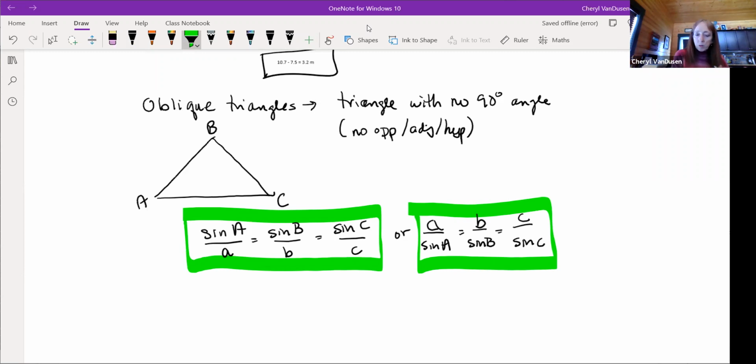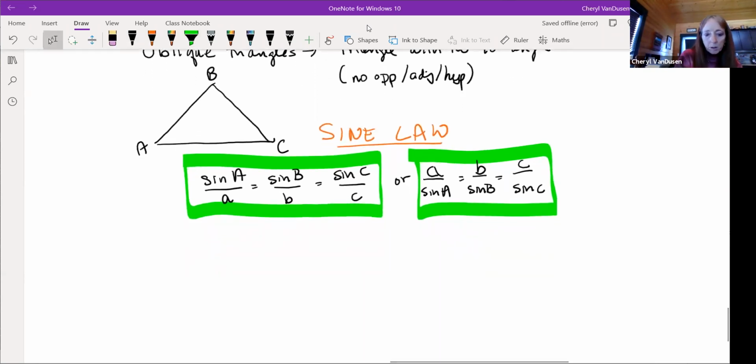So similar to when we were working with right angle triangles, when we're trying to find missing sides and missing angles, we're also going to do that for the sine law. Let me write it nicely. This is the sine law. So I'll write another triangle here and we'll play around with the sine law, make sure we're feeling comfortable with it.